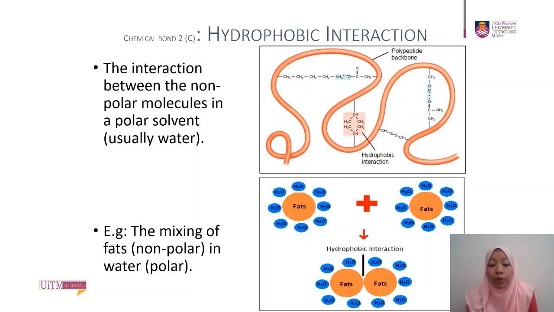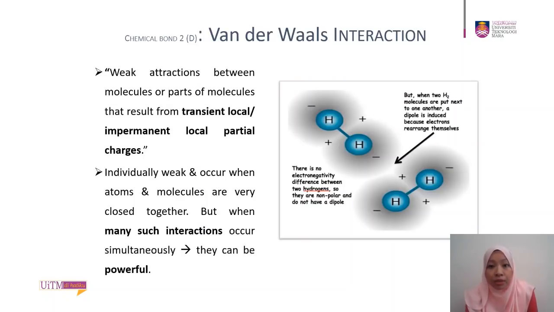Okay, our next one, the last type of interaction, is the van der Waals interaction. The van der Waals interaction can be defined as the weak interaction between molecules or parts of molecules that results from impermanent local partial charges. So it's not permanent. You can see here at first, in this hydrogen molecule, the positively charged nucleus will be attracted to this valence electron. The same goes for this one. The positively charged nucleus will be attracted to its negatively charged valence electron. So in this case, there's no electronegativity difference, you have equal sharing of the electron, between the two hydrogens. So they are non-polar and do not have a dipole.